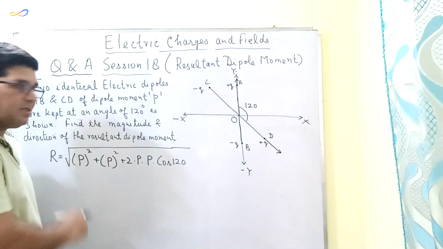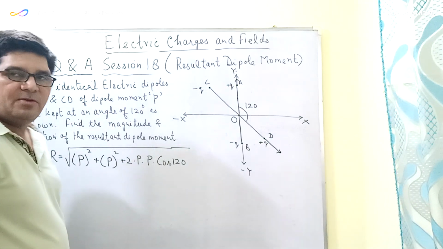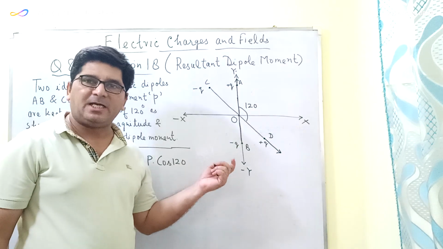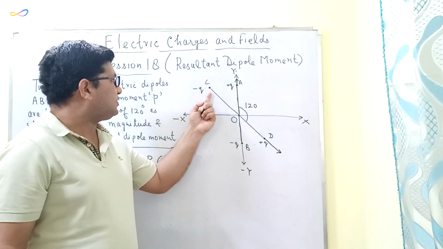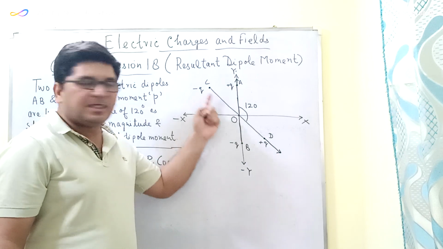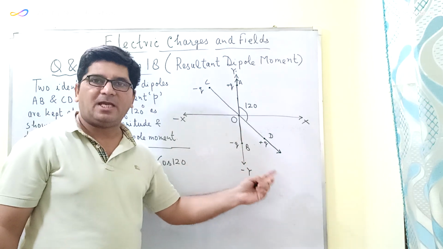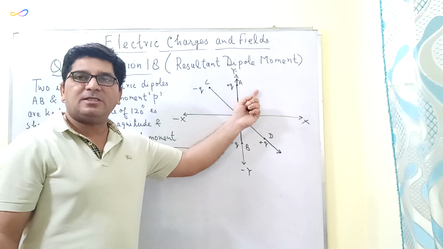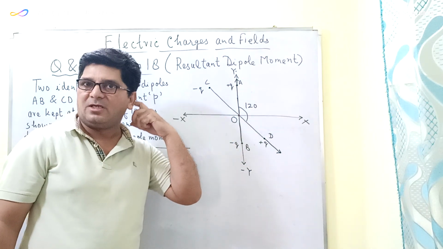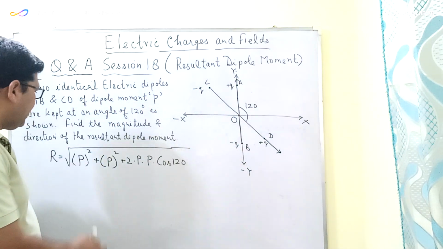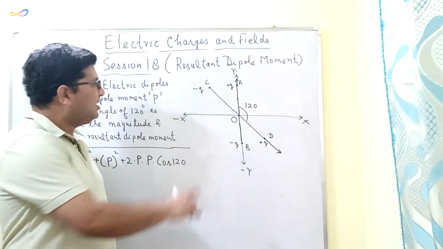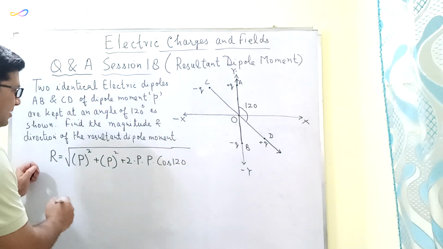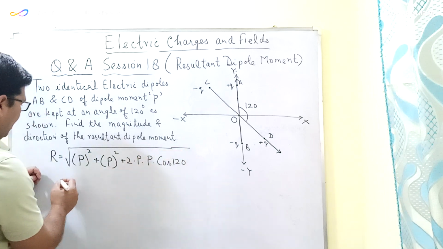Now, as you all know, first of all, the direction of the dipole moment is from the negative charge towards the positive charge, and second thing is that the dipole moment is a vector quantity. And since this was a vector quantity, therefore I have used this parallelogram law of vector addition in order to find the resultant dipole moment.